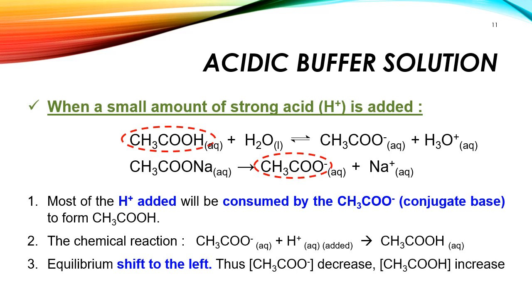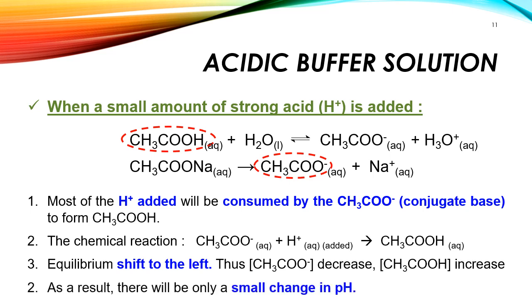The equilibrium will shift to the left, thus the concentration of the ethanoate ion will decrease while the concentration of the ethanoic acid will increase. As a result, there will be only a small change in the pH.